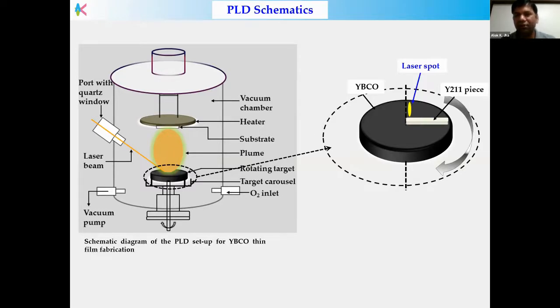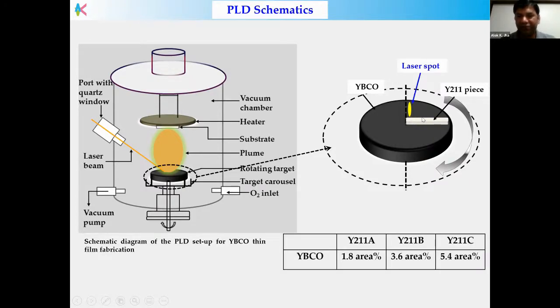And we can control the content or the concentration of Y211 in the film by simply changing the size of this Y211 piece. In this study, we used three concentrations of Y211: 1.8 area percent, 3.6 area percent, and 5.4 area percent. This is the area percent of this Y211 rectangular piece compared to the whole target area. And these different concentrations are termed Y211A, Y211B, and Y211C.